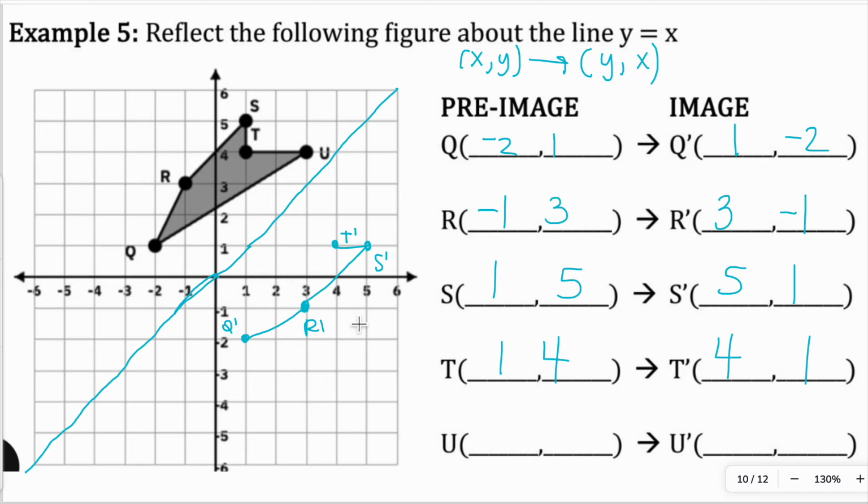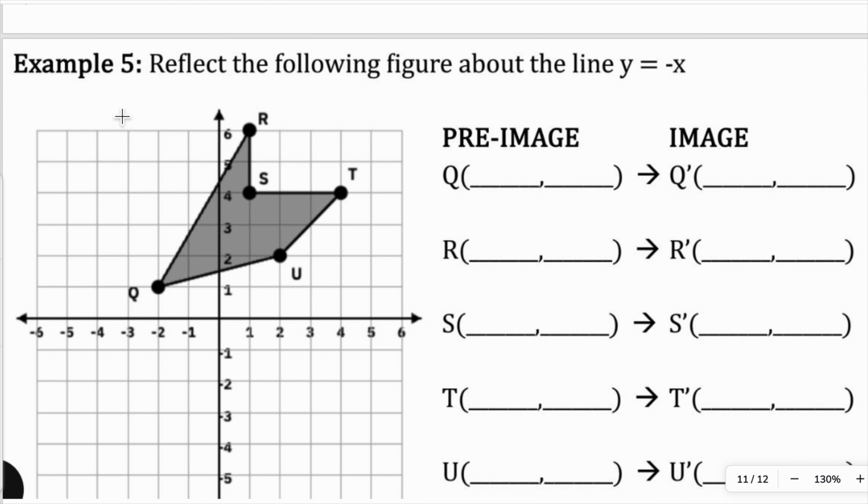And then U is (3, 4), so U prime is (4, 3), over 4 up 3, and there's my reflection. So notice that U is closest to U prime, and then we're going to connect all the way back to Q. So we can fold our paper, and for the most part, we've got them lying on top of one another.